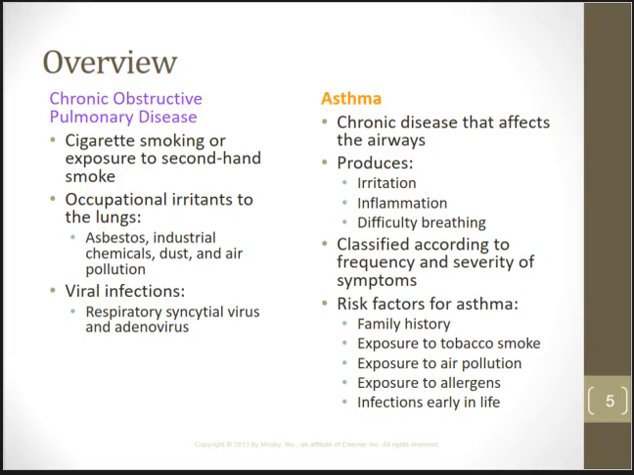Asthma is a chronic disease, but it's considered to be a reversible chronic disease. It affects the airways. It produces irritation, inflammation, and difficulty breathing. It's classified according to its frequency and severity of symptoms, and the risk factors for asthma include family history, exposure to tobacco smoke, including secondhand smoke, air pollution, allergens, and respiratory infections. So they have some similarities: respiratory infections, pollutants that irritate, also smoking.